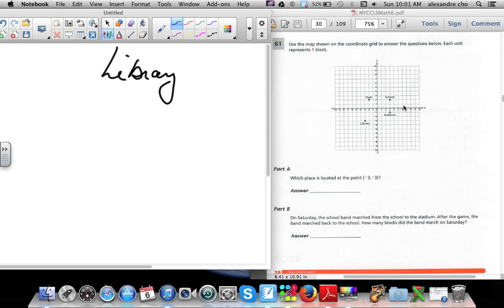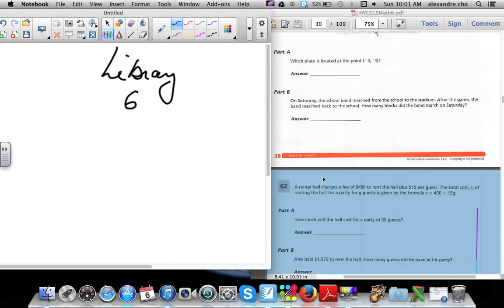Okay, so how many units? How many blocks? Well, it's 3 to go each way. So 3 to go from the school to the stadium plus another 3 to go from the stadium to the school gives you a total of 6. Okay, so that was probably one of the easiest questions in the whole test.